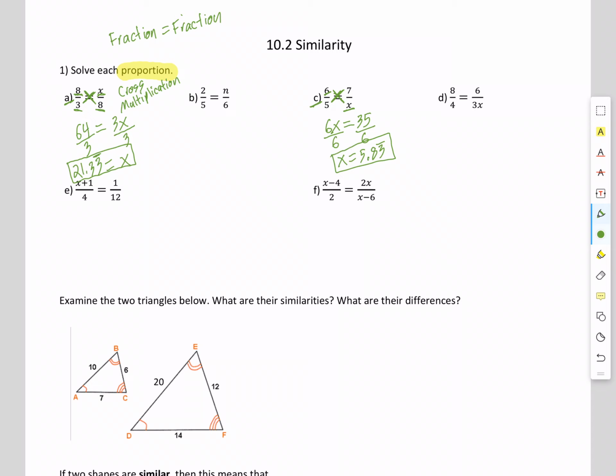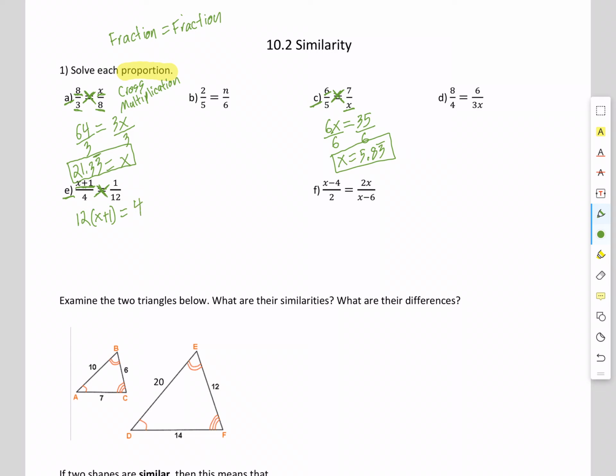I'm not going to work all of these, but I will have them posted on my website, so that way you guys can check these out. Other things you're going to see, like E. Now we have a binomial in the numerator there, so we have x plus 1. Still we can do our cross multiplication, so draw our little x. Now we're going to write this as 12, and we need to multiply that by x plus 1. And then that's going to be equal to 4 times 1, which is 4.